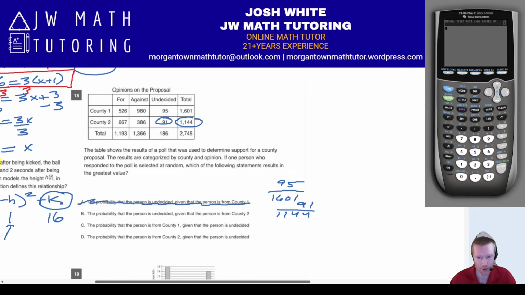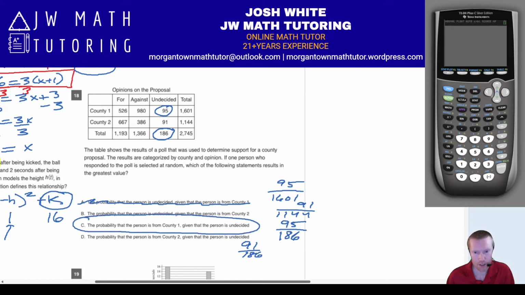Again, if you don't believe me or not sure, you just divide these on the calculator and you can compare them. For answer choice C, we have the person is undecided. So that means now the denominator is going to be the total number of undecided people, because we're selecting from only the people that are undecided. So we have 186, and the number of favorable outcomes is going to be 95, because the favorable outcomes of the person being from county 1. And then D is going to basically be identical, except it's now going to be 91 over 186. So the answer to this is going to be letter C.